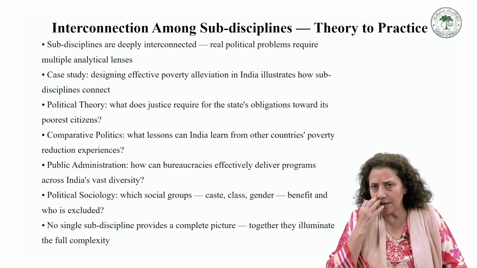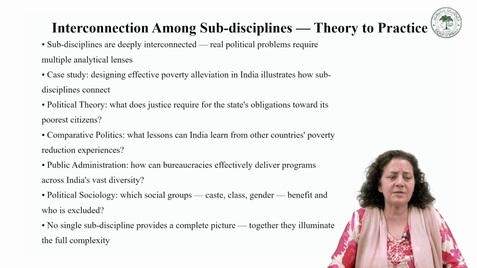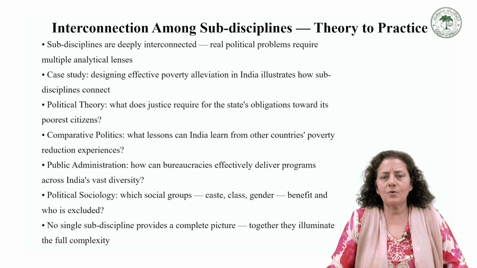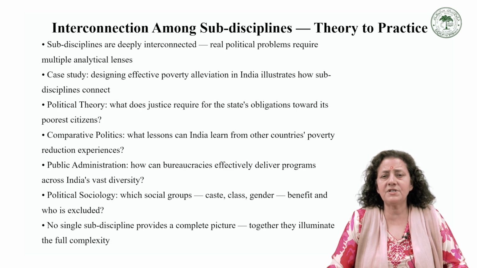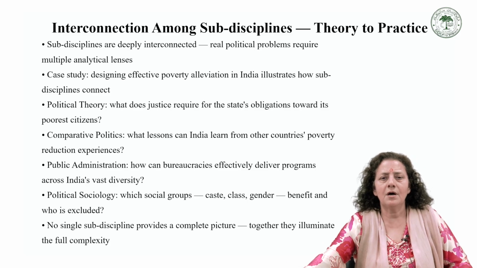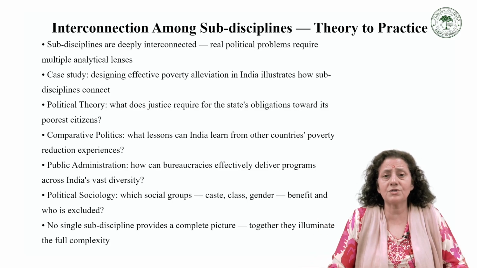One of the most important intellectual lessons of today's lecture is that the subdisciplines of political science are deeply interconnected, and a complete understanding of any political phenomenon requires drawing on insights from multiple subdisciplines. Consider the challenge of designing an effective poverty alleviation program in India. Political theory tells us about the normative foundations. What does justice require in terms of the state's obligation to its poorest citizens? Comparative politics shows us how other countries have addressed similar challenges and what lessons India can learn.